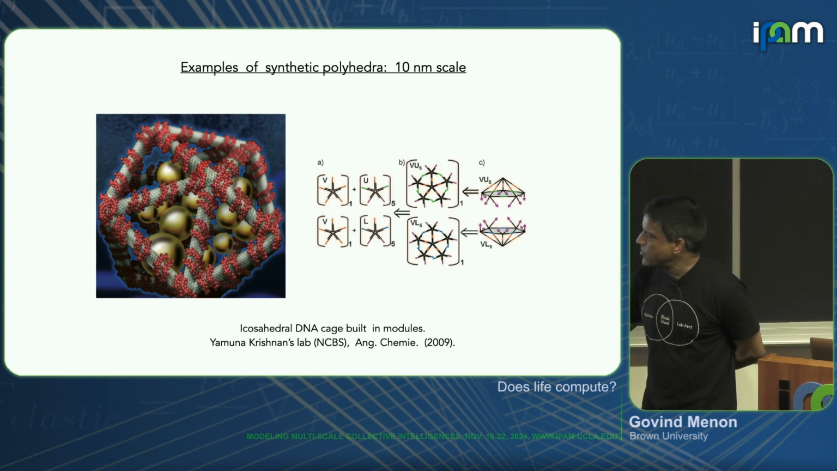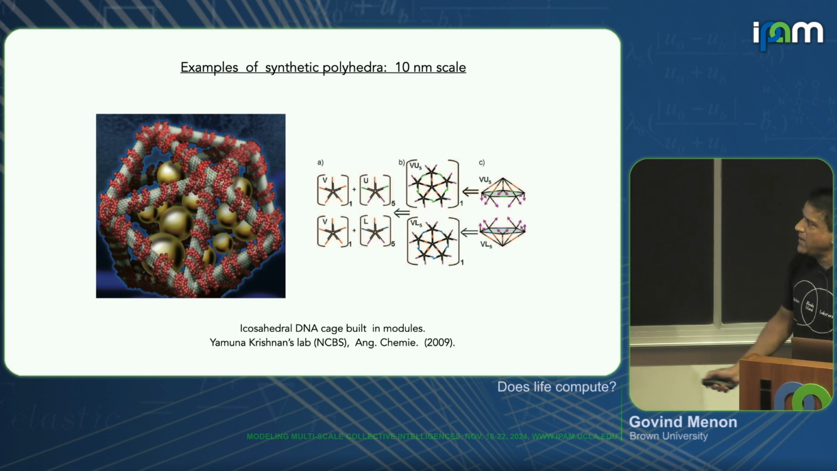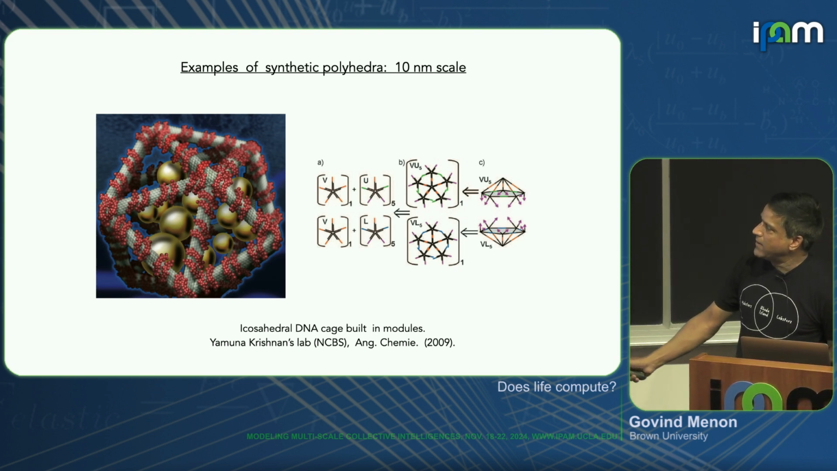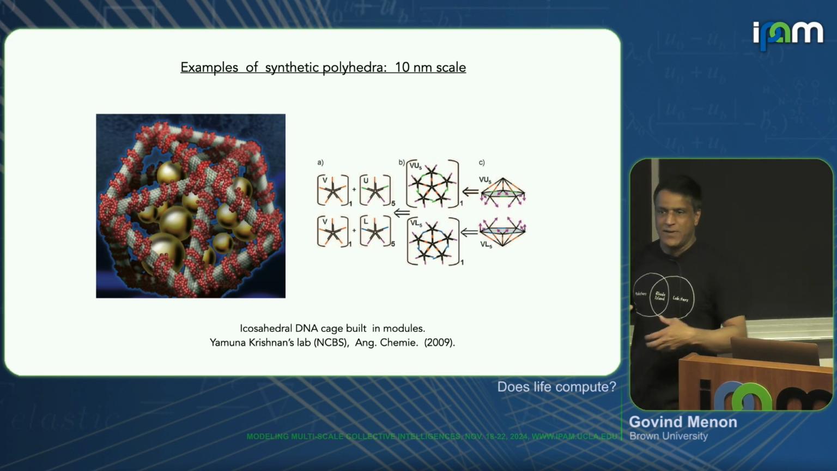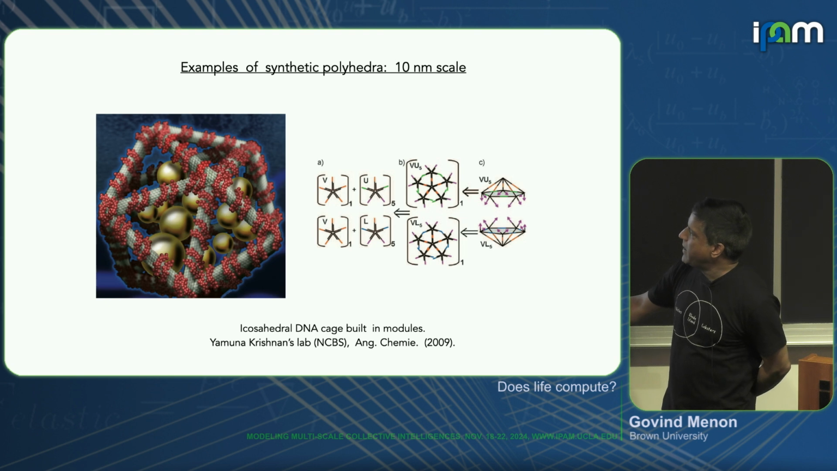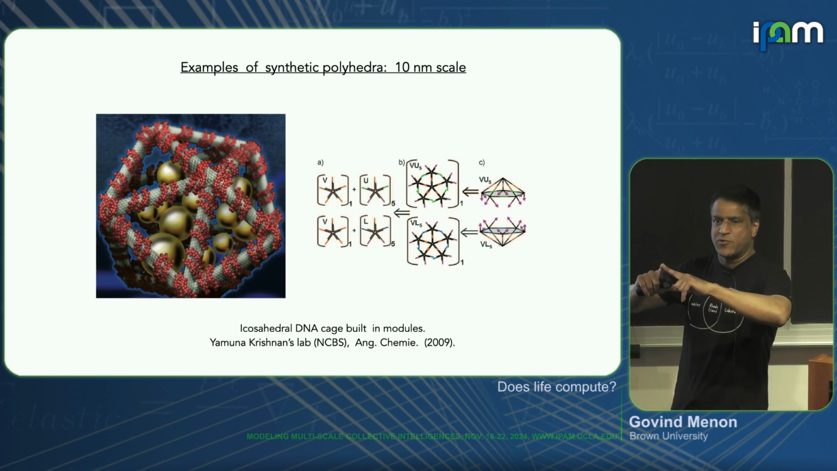But this is work from Yamuna Krishnan's lab. She's now at Chicago, but this is back in the day when she was at the National Center for Biological Sciences. And what she did was to create synthetic cages using DNA. So what's really going on over here is you take a shape, you break it up into fundamental units. Over here we're thinking about the icosahedron. So it's made up of triangles.